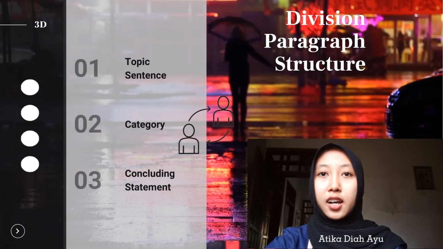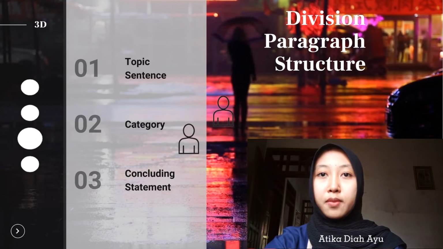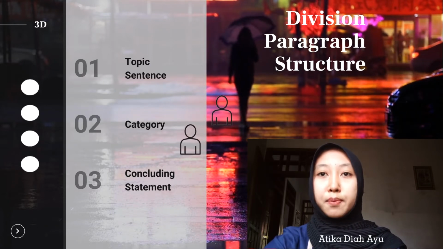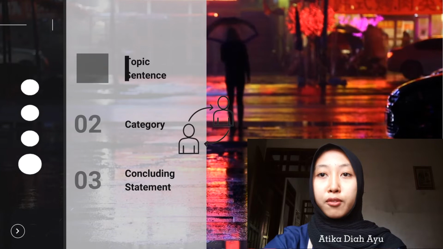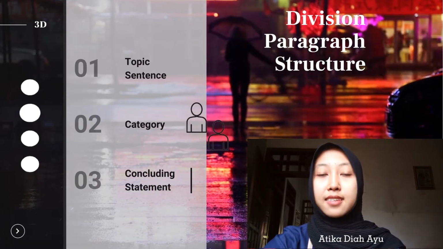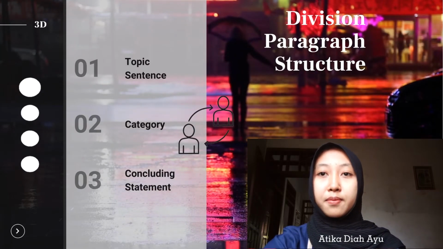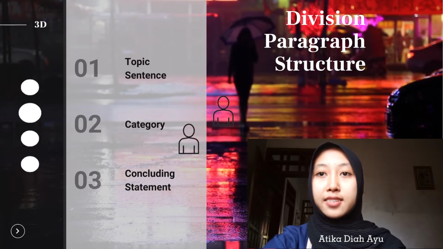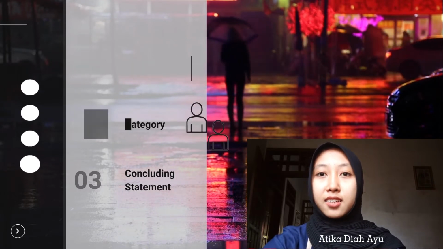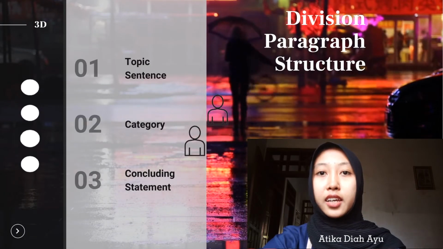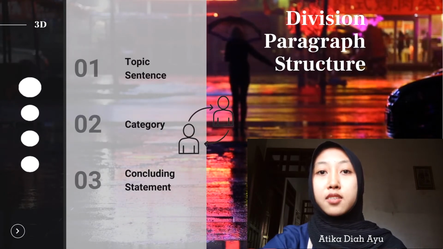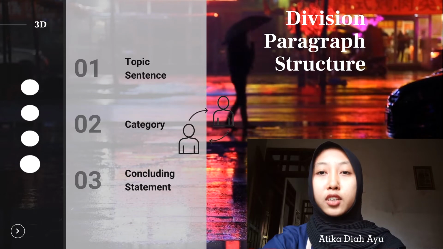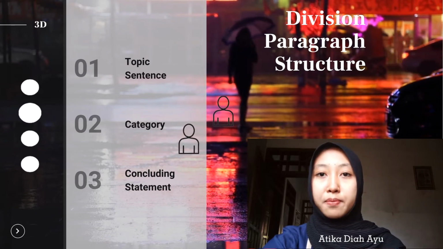The structure of division paragraph. As you can see in the picture, basically, a division paragraph has the same structure as a classification paragraph. It contains a topic sentence for sure, categories, and a concluding sentence. In the topic sentence, it should identify what is to be divided and what categories to use in the paragraph.